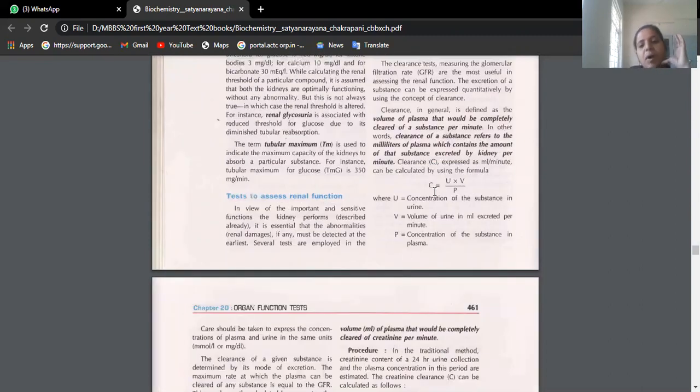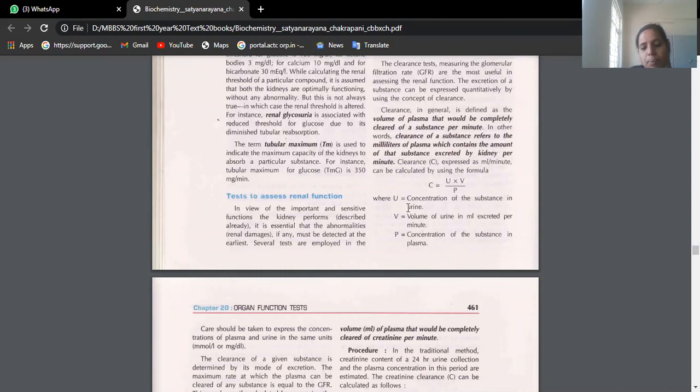So for renal function test, we have to talk about clearance test. That is nothing but measuring the glomerular filtration rate, in order to assess renal function. So clearance is nothing but the volume of plasma that would be completely cleared of a substance per minute. That substance can be creatinine, urea, uric acid or any chemical substance which is getting filtered in the glomerulus. Clearance of a substance refers to milliliters of plasma which contains the amount of that particular substance excreted by the kidney per minute. So this is the formula we usually use.